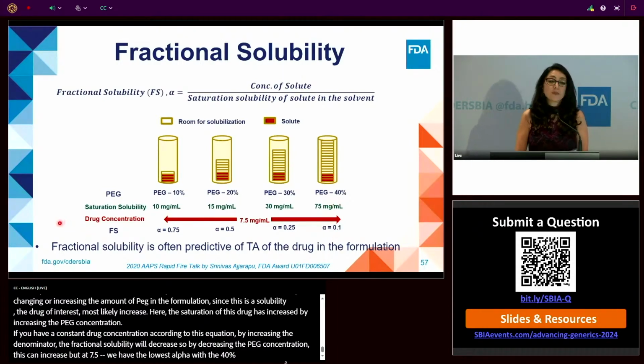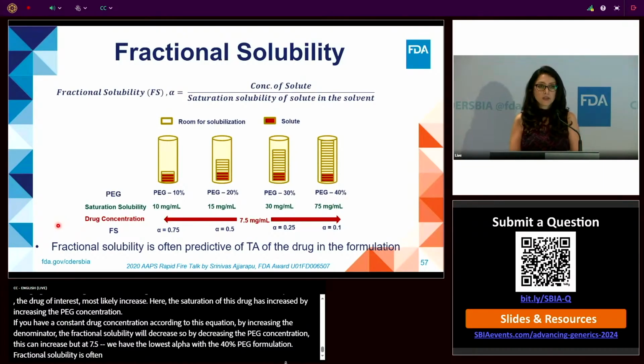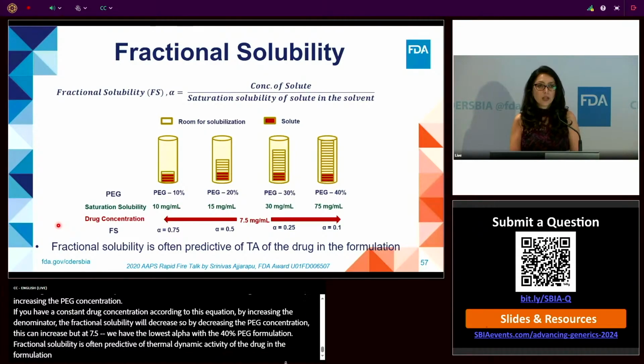And fractional solubility is often predictive of thermodynamic activity of the drug in the formulation and how likely the drug molecules would leave the formulation and partition into the skin.